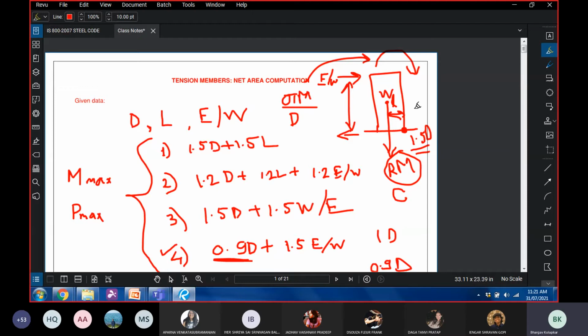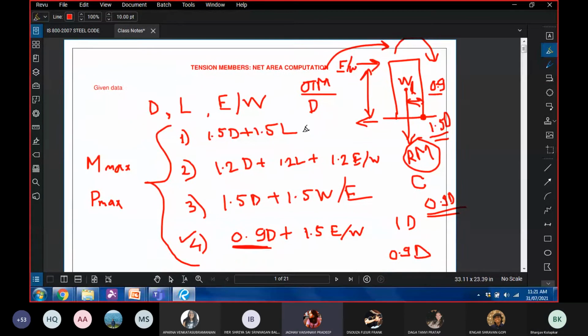So what we do is we underestimate self-weight by multiplying it by a factor of 0.9. So we say that only 0.9 times dead load is helping us resist this overturning moment, which is fair because we underestimate strength and overestimate demand. Got it. Thank you.